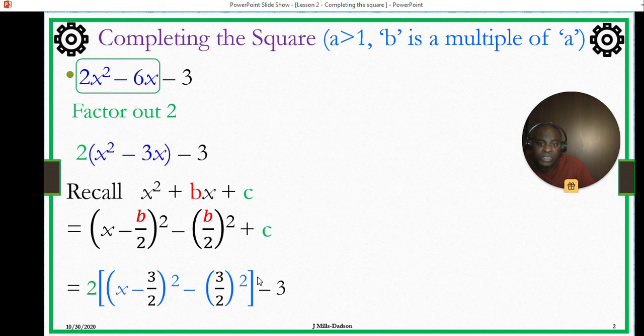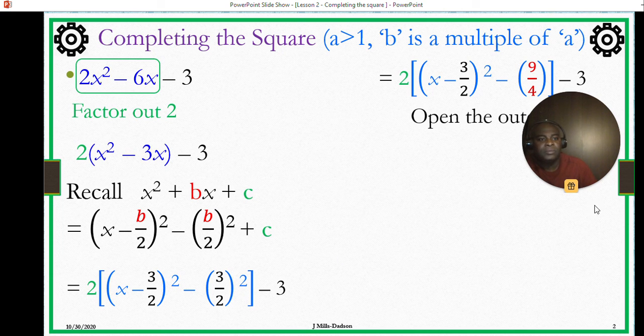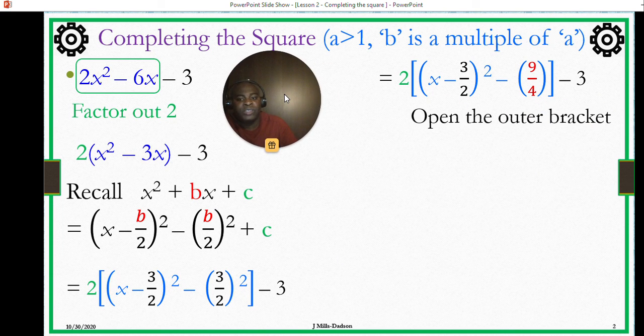Then we continue with the constant. So the next step is to compute 3 over 2 all squared. So 3 squared is 9, 2 squared is 4, so we have that. Next is to open the bracket. So we have two main terms. That's the first term, and that's the second term. So 2 is going to multiply each of the terms.